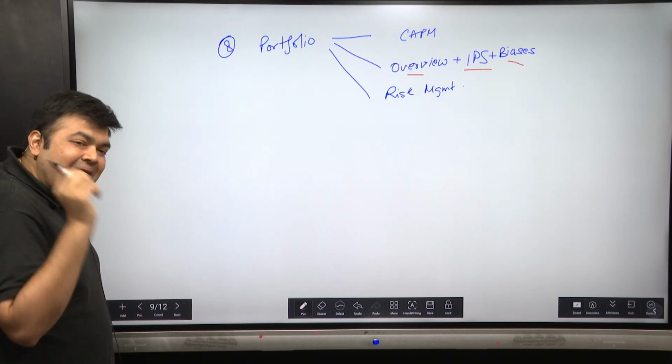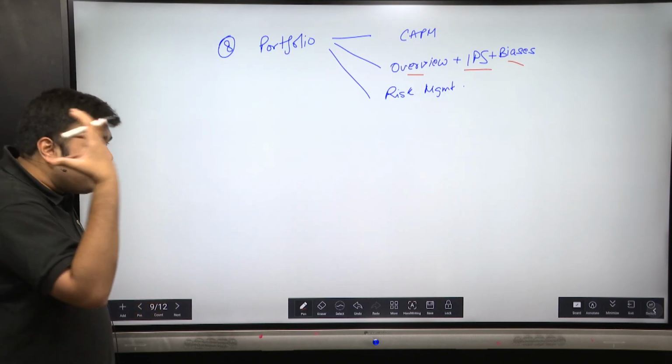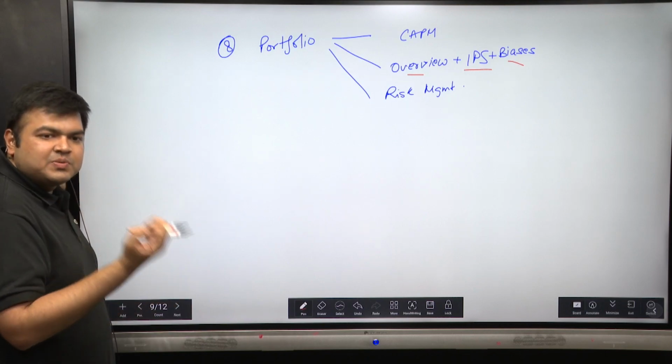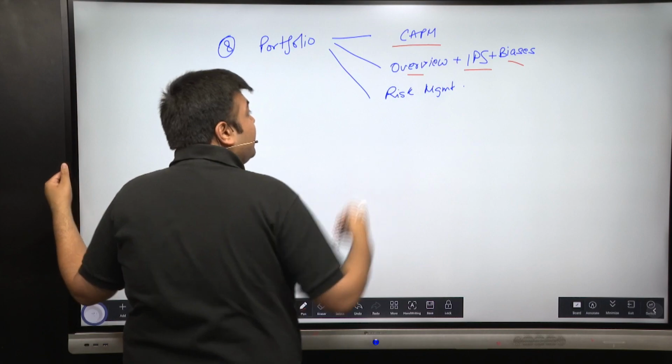And I will take a very balanced decision. But you always have emotions at play. So understanding that, in order to take business decisions and all, it becomes important. CAPM is an exceptionally interesting chapter.